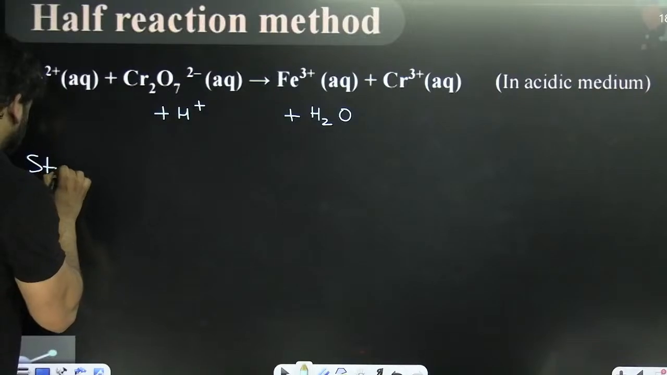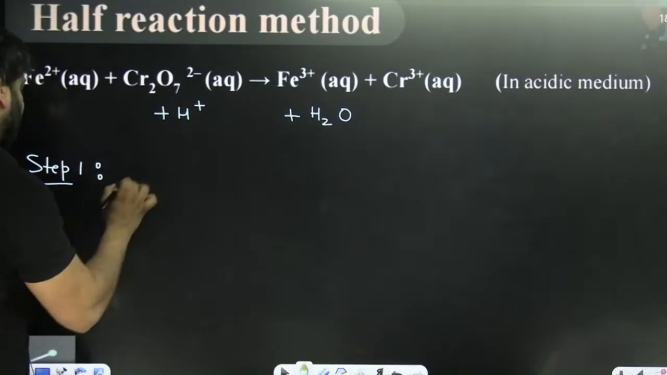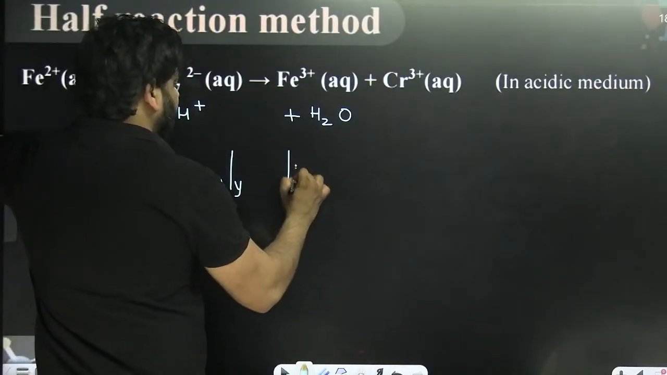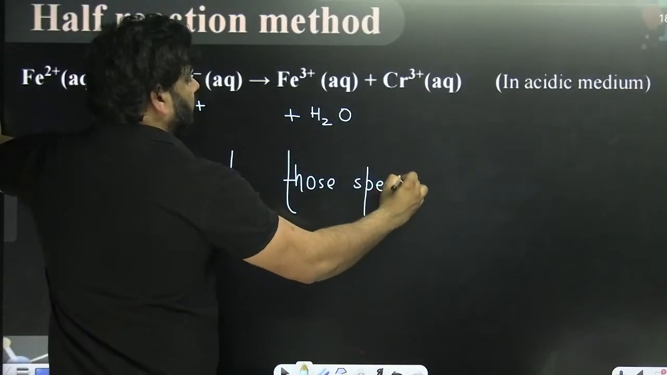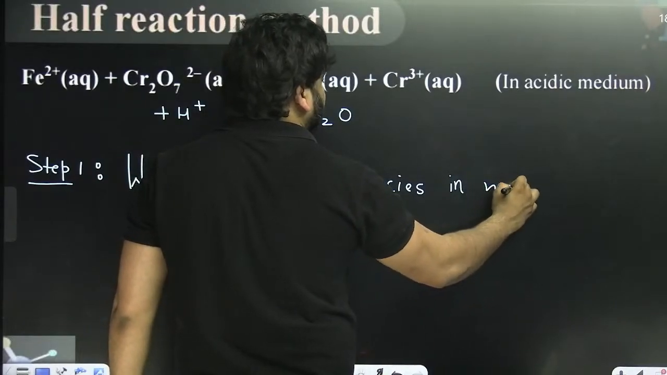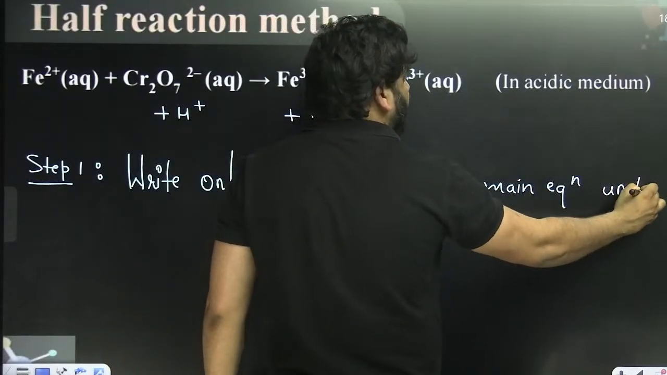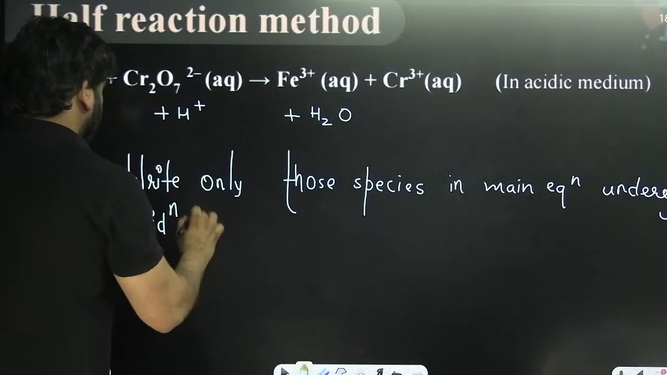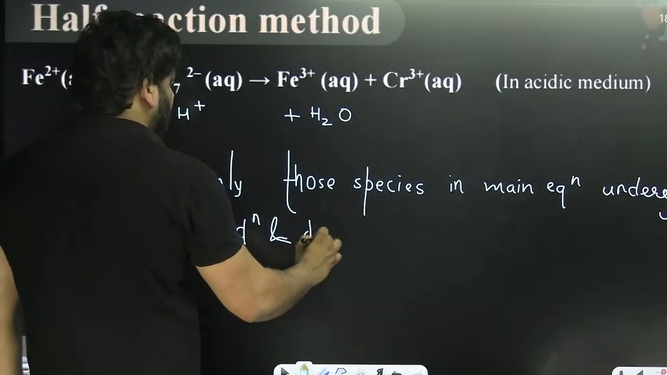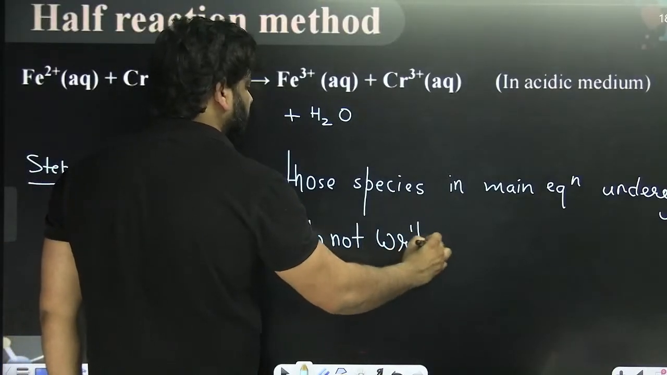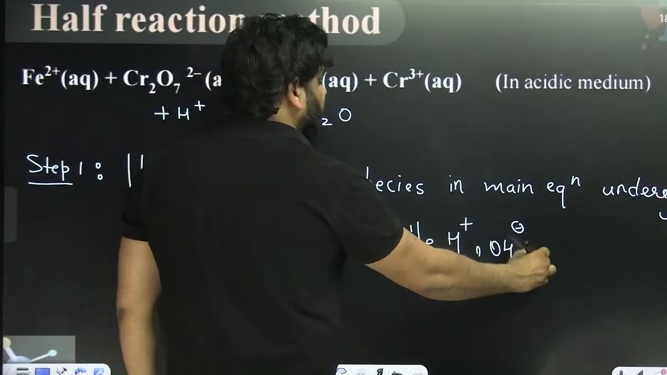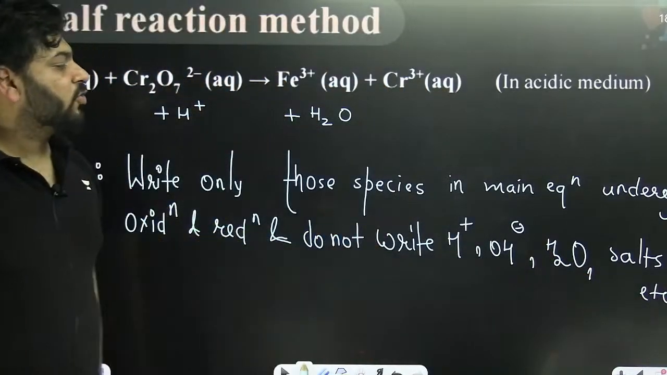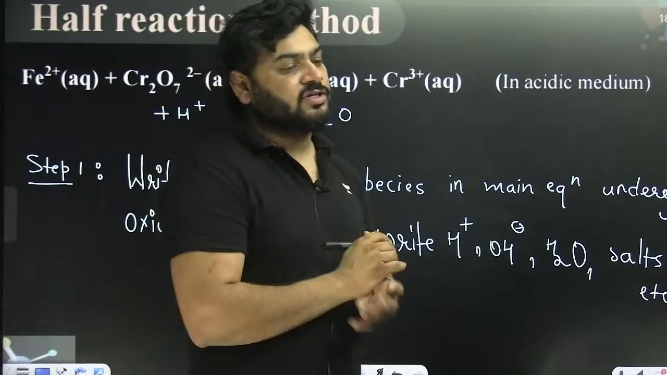So step 1 simply says: write only those species in the main equation undergoing oxidation and reduction, and do not write H plus, OH minus, H2O, salts, etc. Salts, as in K2SO4 or Na2SO4 given unnecessarily, which are not even undergoing any change in oxidation state. We don't need to write them.